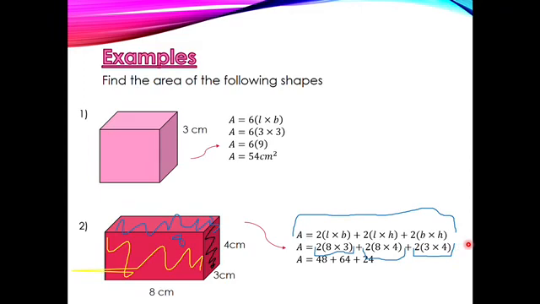2 times 8 times 4 will give you 64, and 2 times 3 times 4 will give you 24. Right, and then we're going to add all of those together, and you should get 136 centimeters squared. Alright, let's look at our final example.